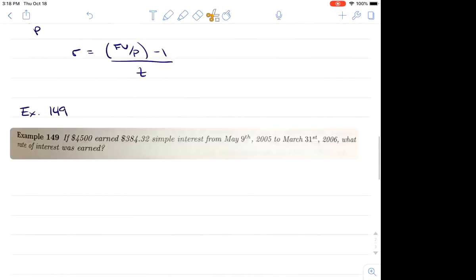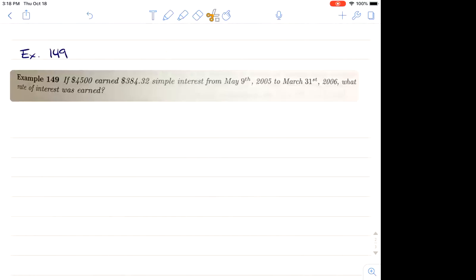If $4,500 earned $384.32 simple interest from May 9th, 2005 to March 31st, 2006, what rate of interest was earned? So we want to solve for R. Here, it's nice because we're given the amount of interest, so we can just go ahead and use the easier formula.